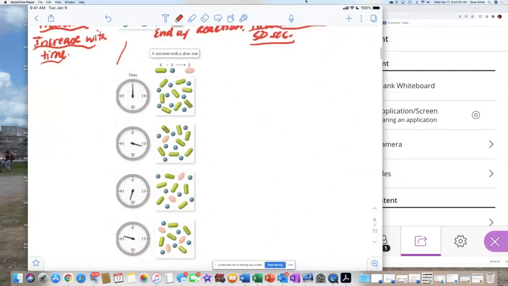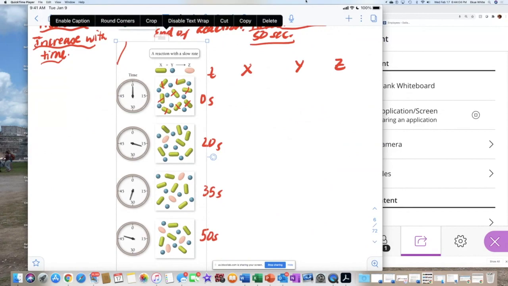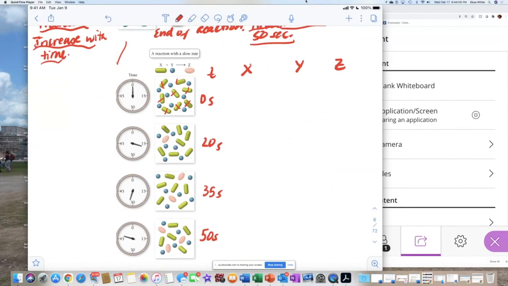Let's see what's happening here. Now we got X, Y, Z. And the timing, oh, it's the same time. We got 0 seconds, 20 seconds, 35 seconds, 50 seconds, all estimated, right? So we start with the green. 1, 2, 3, 4, 5, 6, 7, 8. Once again, we have a 1 to 1 to 1 mole ratio scenario. So for every one reactant, one of the other reactant reacts to form the product, right?